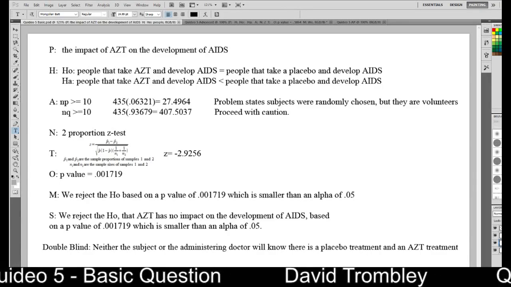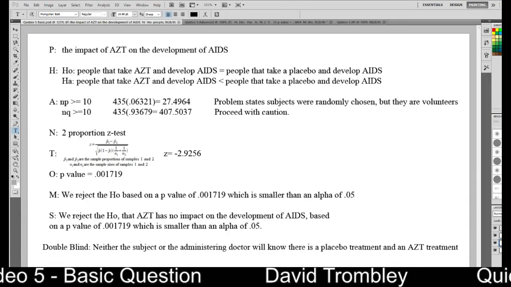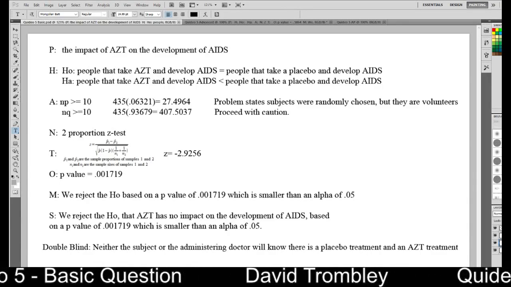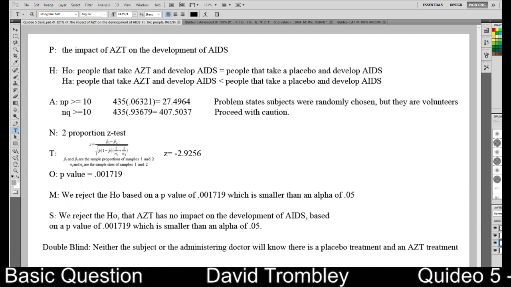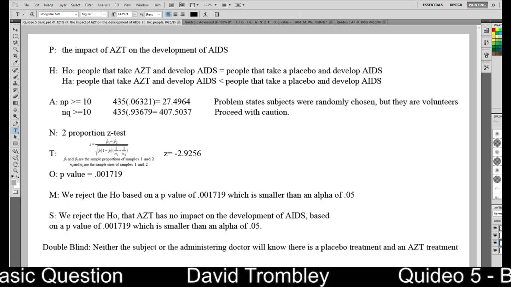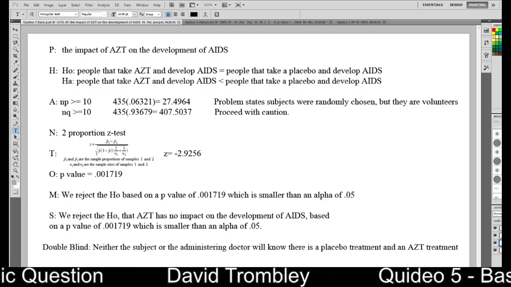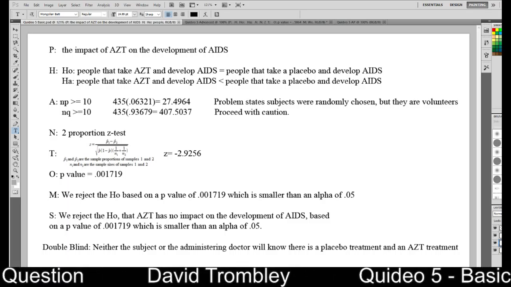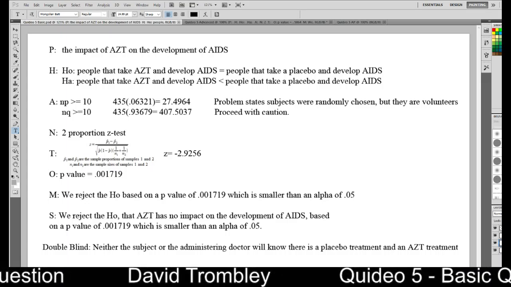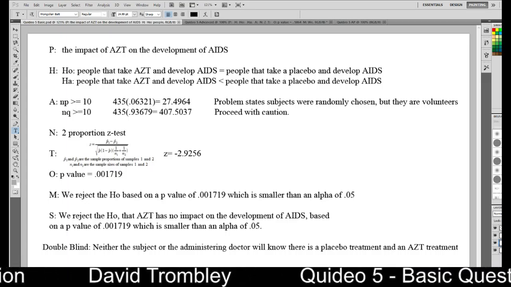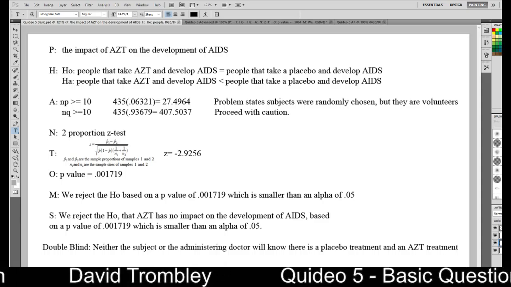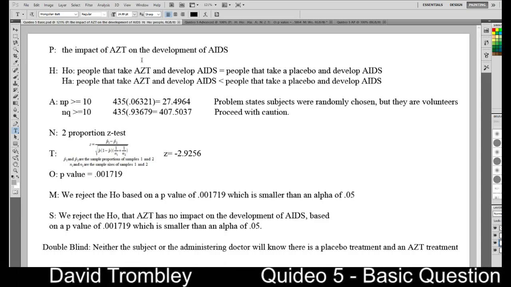Alright, this is a Quideo 5 basic question. So it's talking about the impact of AZT on those that have HIV. We need to answer the three questions: stating the hypotheses and checking that you can safely use a Z procedure, how significant is the evidence that AZT is effective, or in that case do a full PHANTOMS, and then explain what double-blind means.